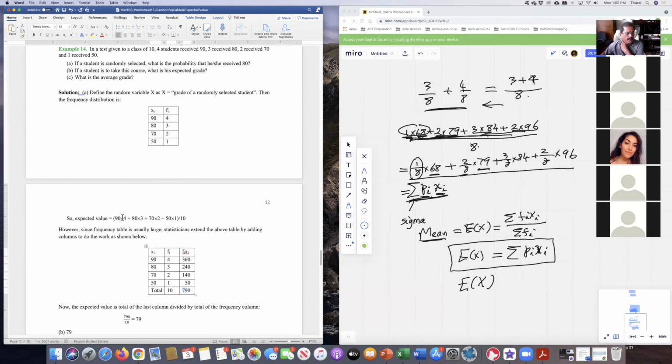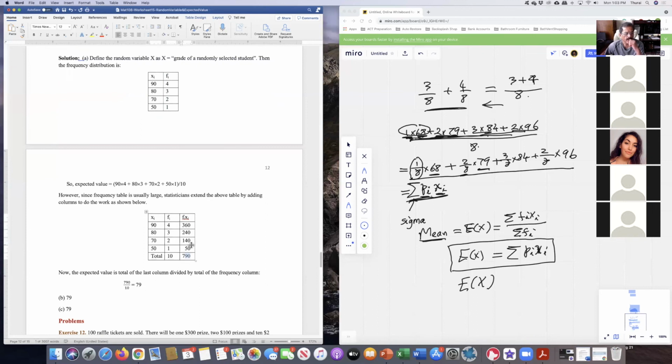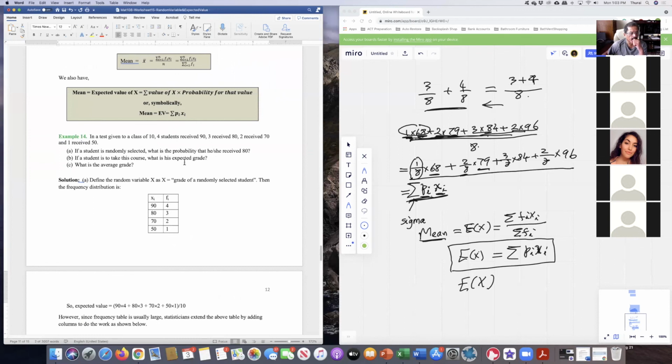If you did it the other way, it's not wrong. But if you do it in a table, and we are talking about a very large amount of data, a large table, it's much easier to do it in the table. So we extend the table to have another column, do this calculation, and then add them up, and it makes it easier. Now divide the 790 by 10. So that's your expected value, 79.